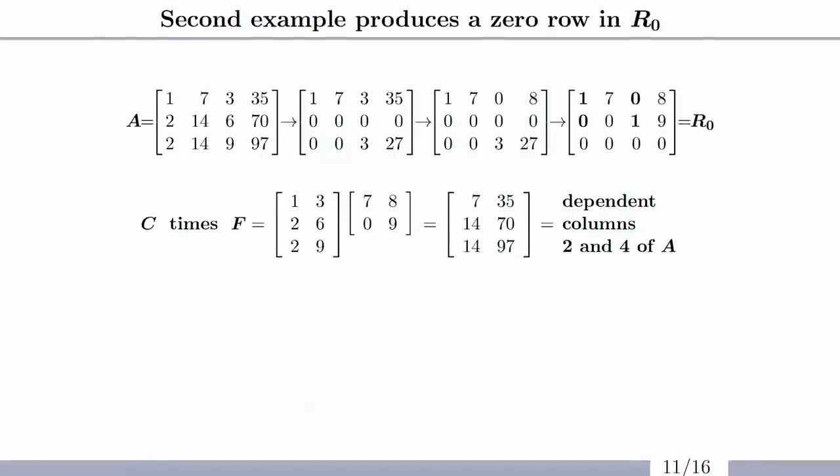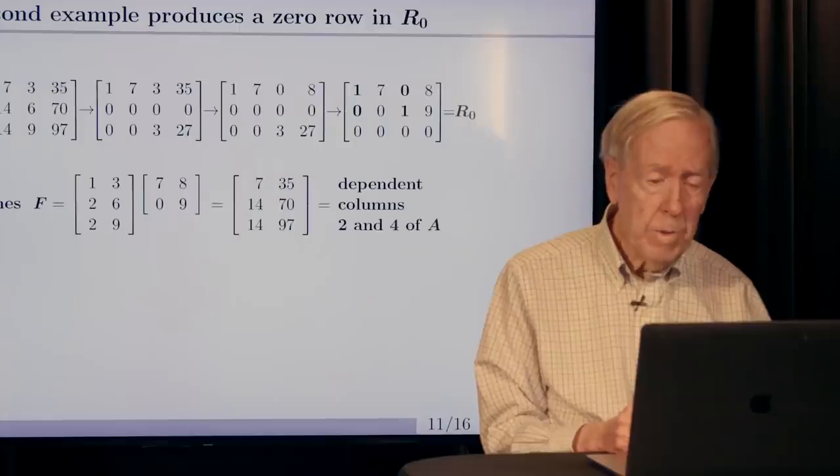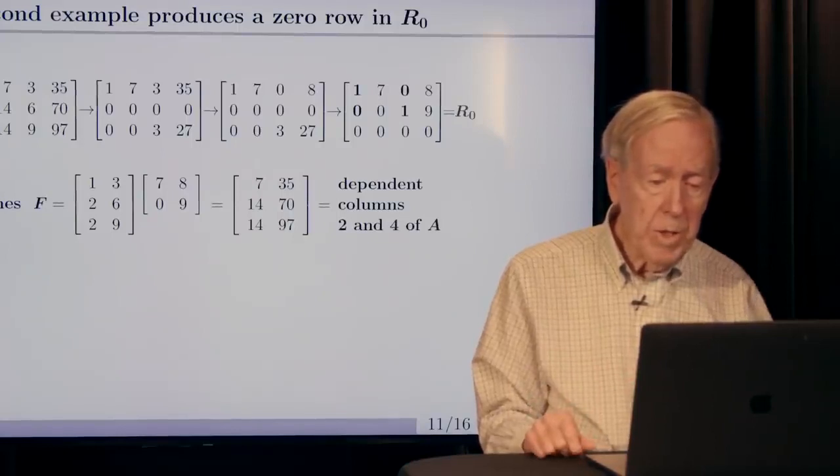And if you've done a lot of these, you know what I'm doing. I'm working a column at a time. But notice, column 2, I can't do anything with. Column 2 is a dependent column. It's 7 times column 1. I can't improve column 2, but I can improve column 3, and that's what we do. Divide that third row, 0, 0, 3, 27, by 3, and exchange rows. Then you see that the result is the R0. So it's the R0 with the 0 row.